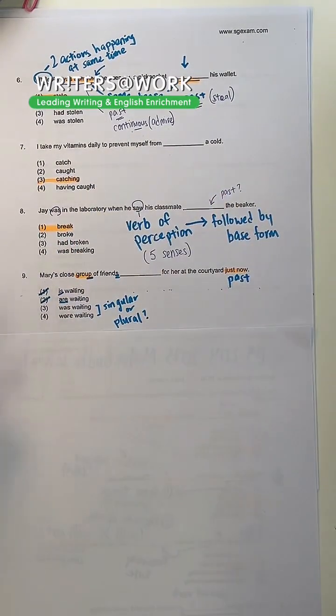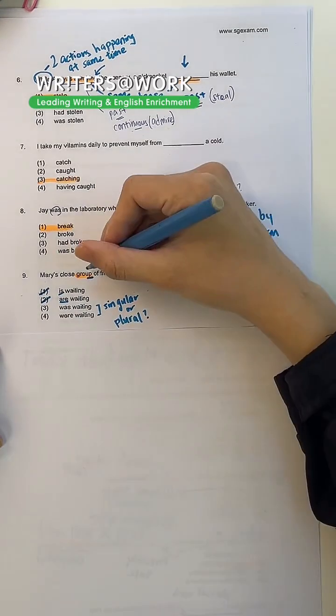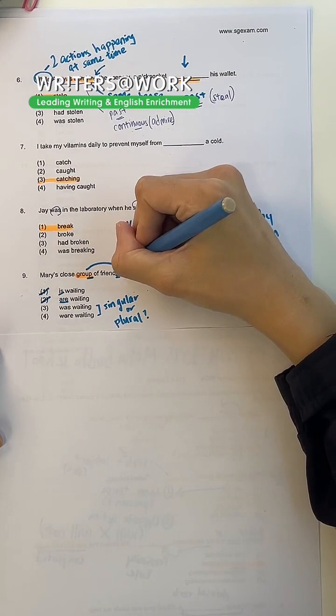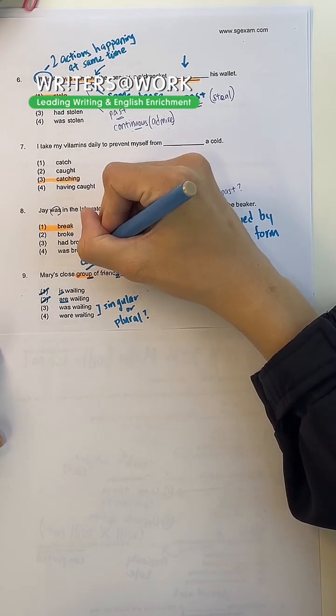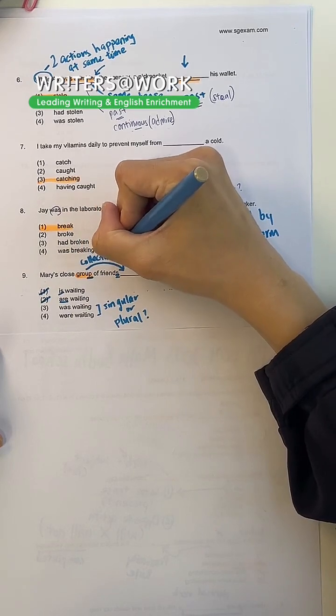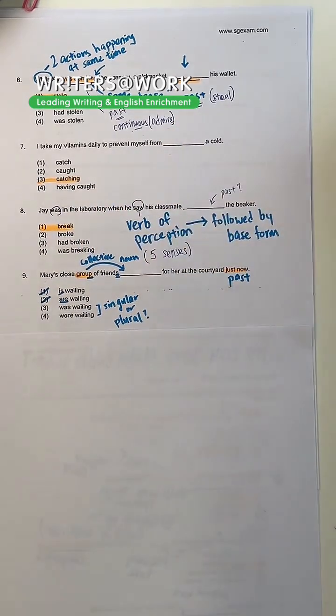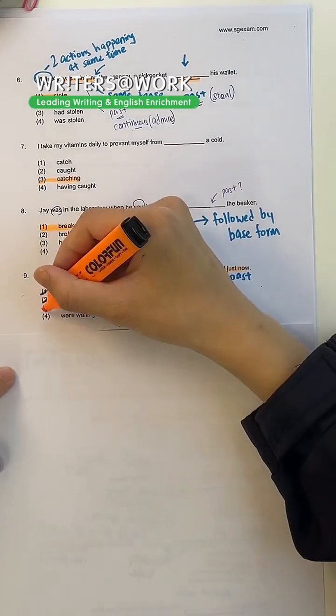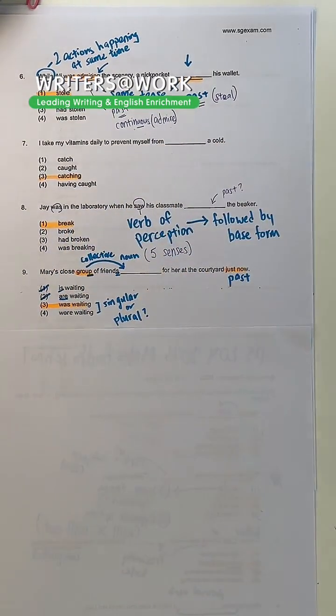Okay. So in this question over here, group is being used as a collective noun to refer to her group of friends. A collective noun. And this collective noun is used in the singular. Okay. Hence, we use option 3. Mary's close group of friends was waiting for her at the courtyard just now. So this can be pretty tricky because you're tested on 2 rules over here, both tense as well as collective nouns. Okay, so be careful for questions like this. You're being tested on 2 aspects of language.